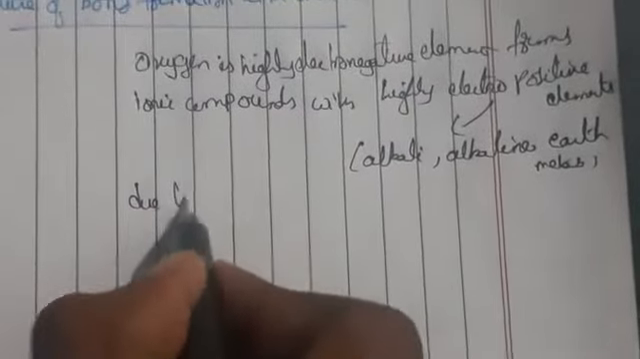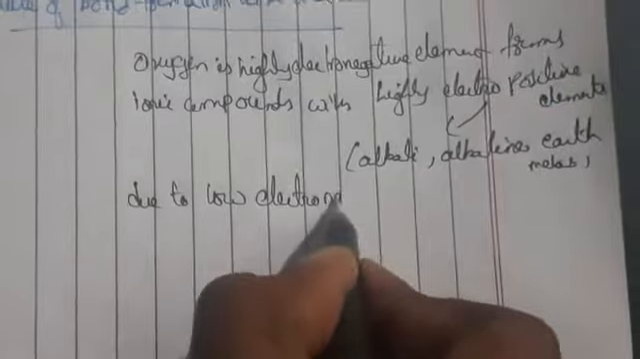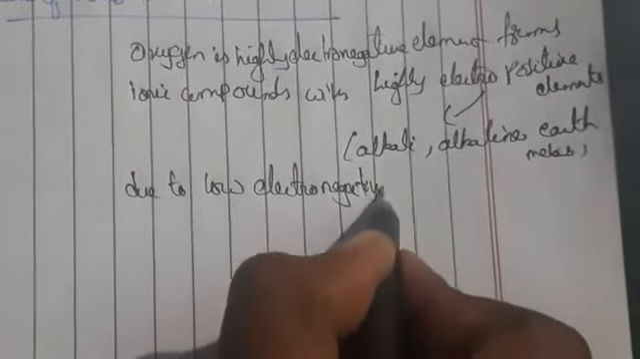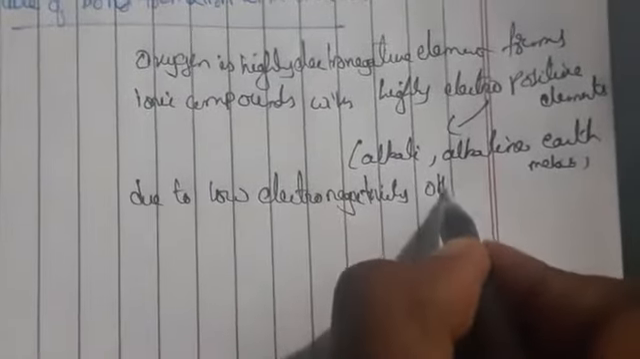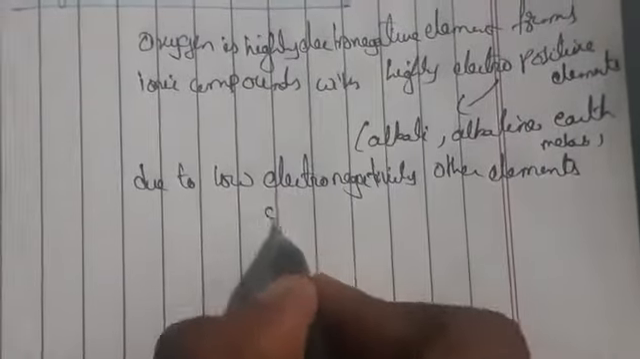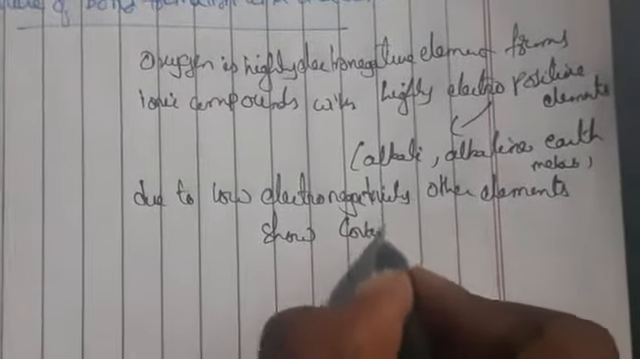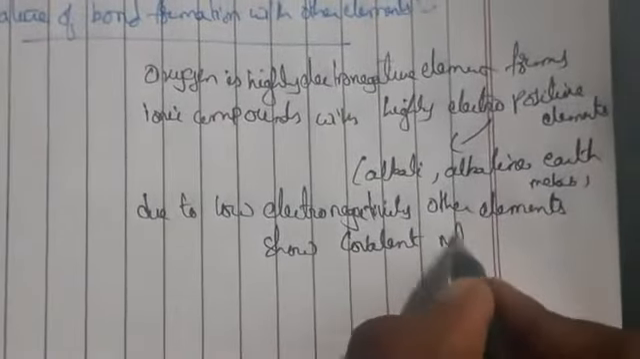Due to low electronegativity, what happens? Other elements will show covalent compounds. Due to the low electronegativity nature, other elements show covalent nature. That is the nature of the bond formation. So these will form ionic compounds, and these will form covalent compounds.